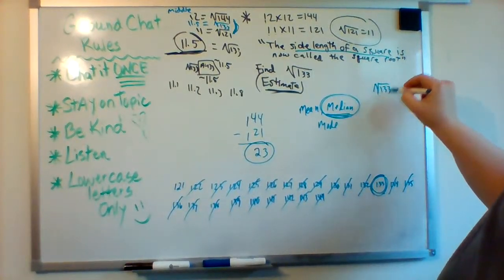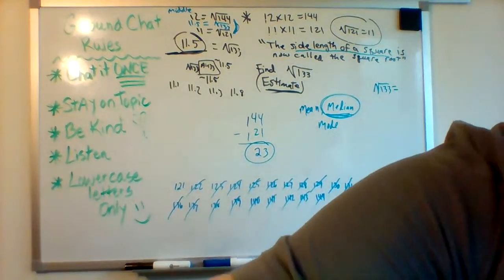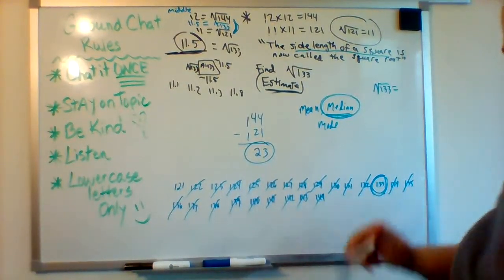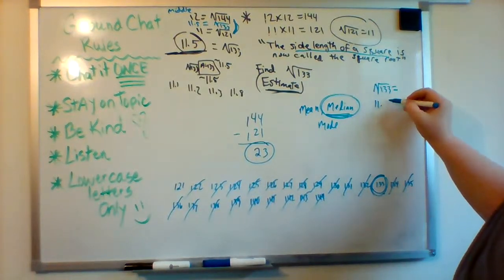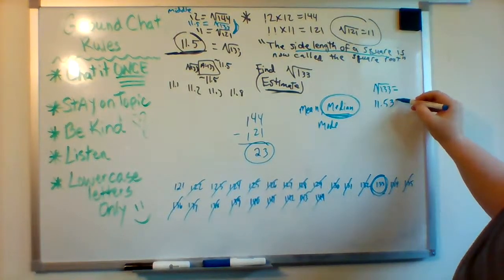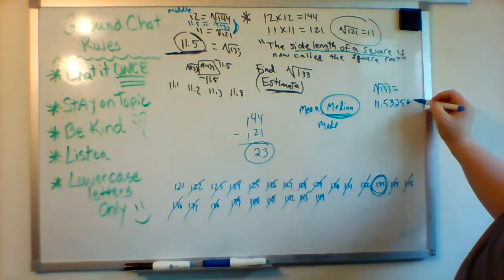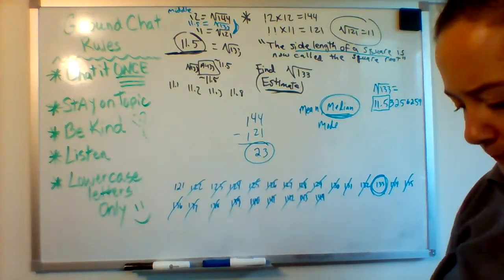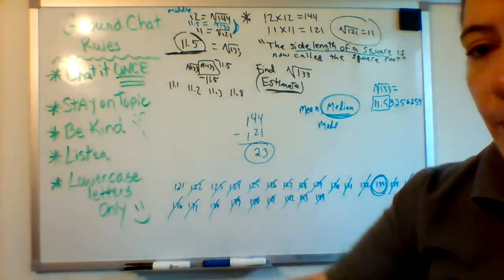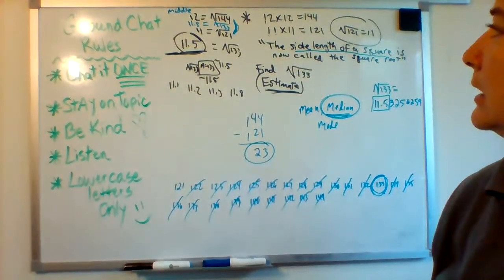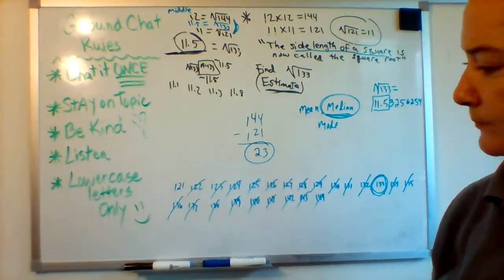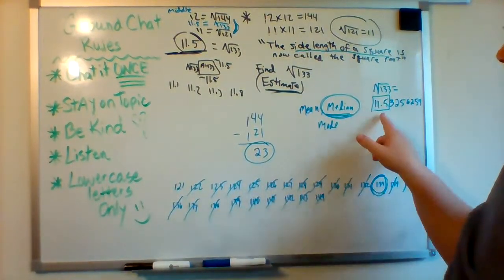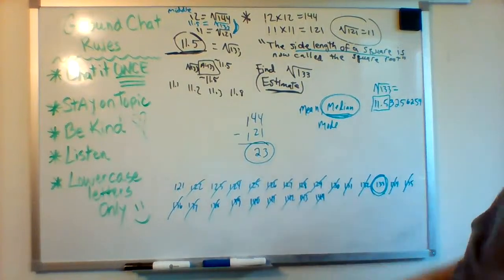When you do the square root of 133 in the calculator, what do you get? Don't you get something that never ends? 11.53256259. So what do you think? Was that a good estimate? Was this a good estimate for the square root of 133?